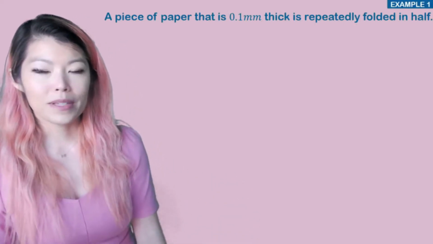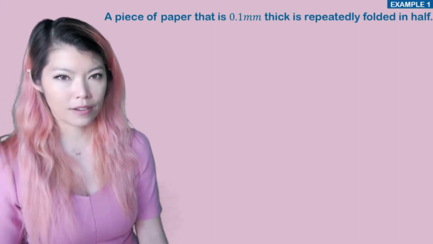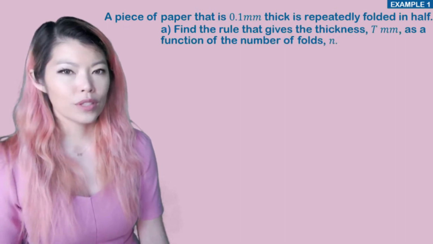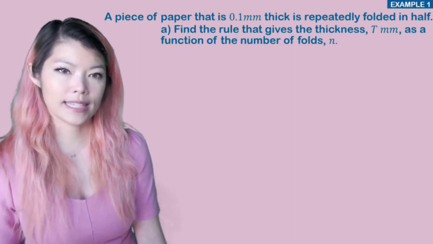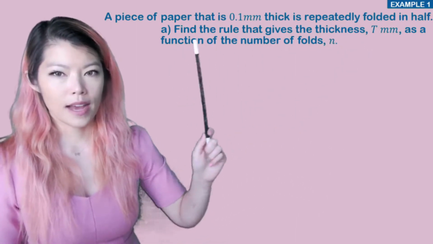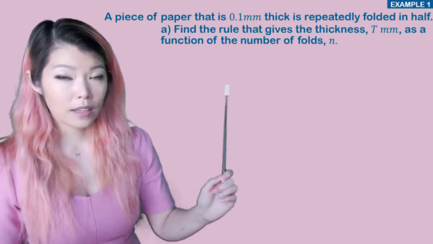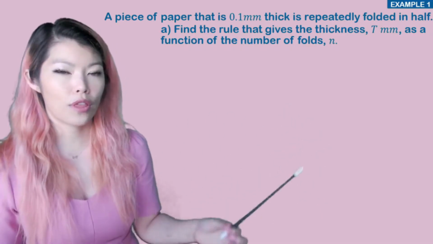So example 1: a piece of paper that is 0.1 millimeter thick is repeatedly folded in half. Find a rule that gives a thickness. So this time we're going to do an exponential example using thickness. Find a rule that gives the thickness, t in millimeters, as a function of the number of folds. So you can see that the more you fold, the thicker it gets. So this is a growth example.